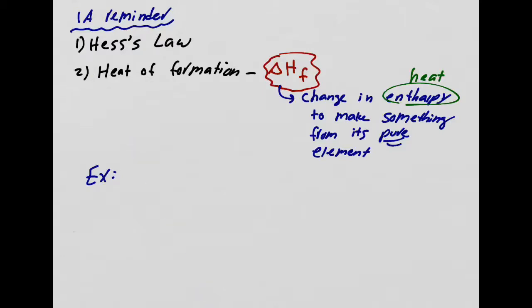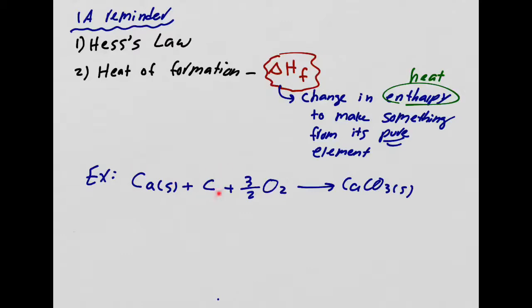I would take calcium, that's how it exists in nature, and carbon, how it exists in nature, and I would take O2, that's how it exists in nature, and I would form calcium carbonate. Again, that's how you make things from their pure elements. That's what I mean.